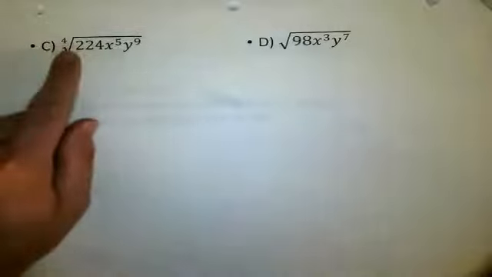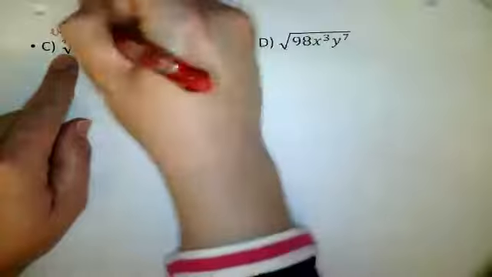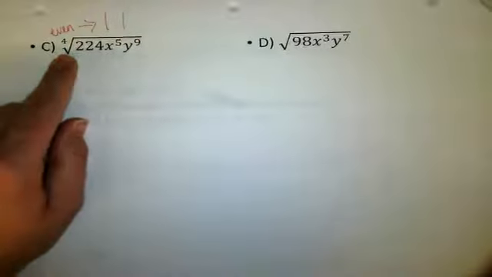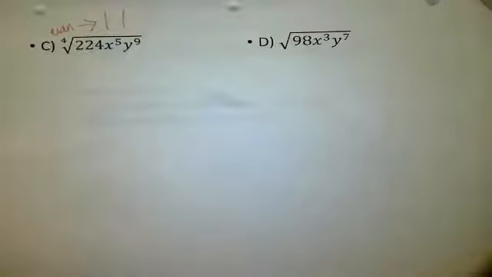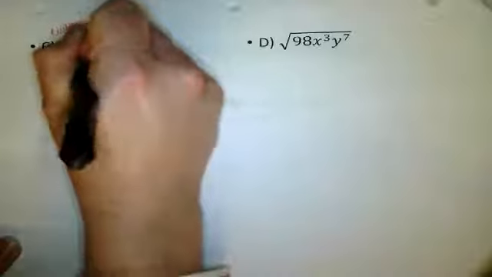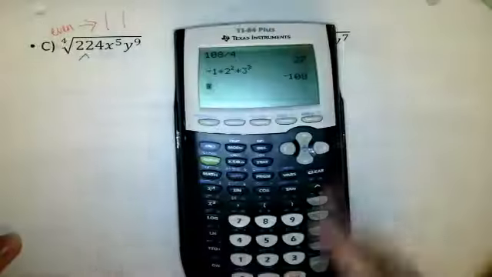The fourth root. So I'm paying attention because this is an even root. And if I have an even root, then I need to look out for absolute value. Okay. So we have the fourth root of 224 x to the fifth, y to the ninth. What should I do? Break down 224. Okay, let's see. 224 seems kind of big.